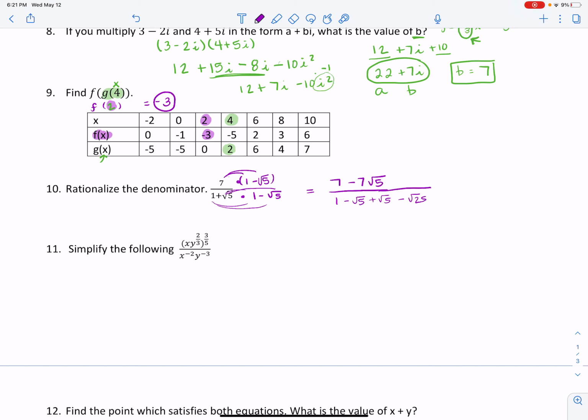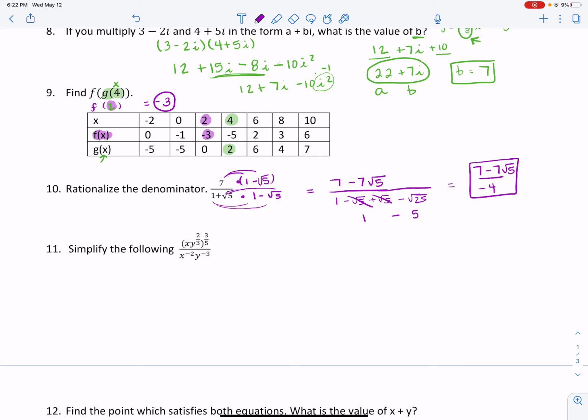All right, now we can clean up the bottom a little bit. Negative square root 5 and positive square root 5 cancel. The square root of 25 is really just 5 whole. So I really have 1 minus 5. So in the denominator, I really have negative 4. And the numerator, 7 minus 7 square root 5.